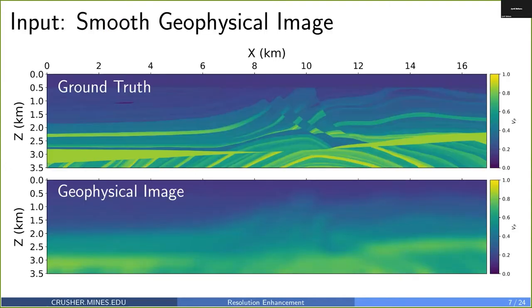Let us look at some results now. On the top, this is the Kimberlina model. This is the Marmousi model. I will show you an example of the Kimberlina model at the end as well. On the top is the ground truth high resolution P-wave velocity model. The bottom figure is a smooth version of it, which we can obtain using geophysical imaging. Again, our job is to enhance the resolution of this low resolution geophysical image.